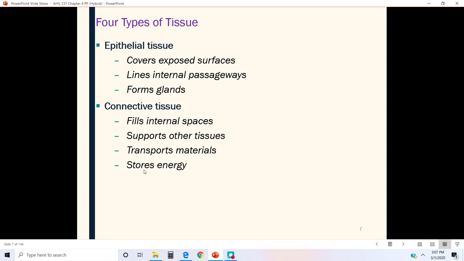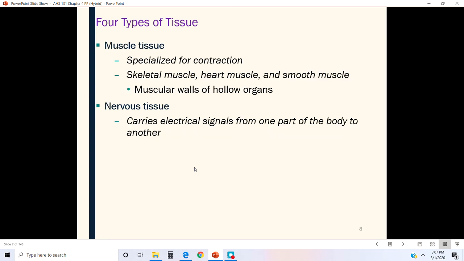Connective tissue can help to store energy. This would be an example of adipose tissue, which is fat, right? Fat is actually a long-term storage for us. Muscle tissue is specialized for contraction. We have three different types of muscle tissue.